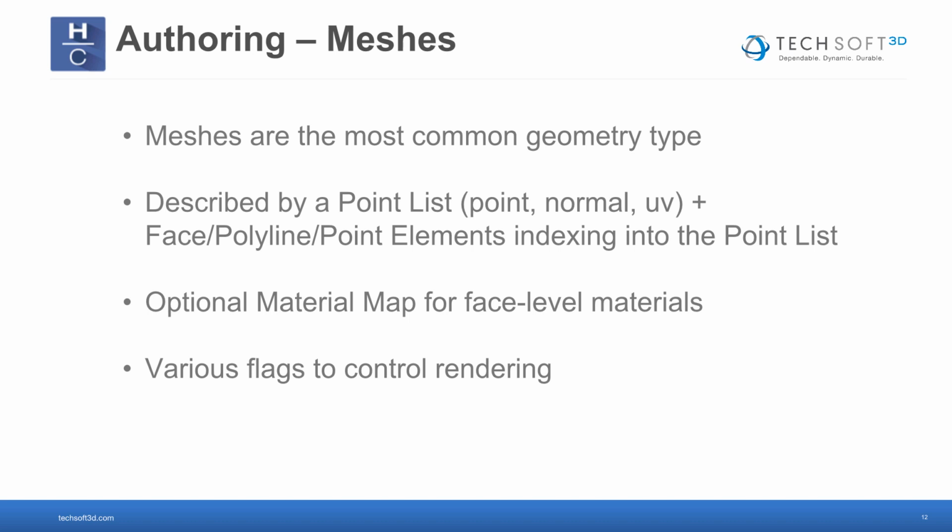And then one thing we do want to talk about on meshes is that meshes also have some flags that control different rendering. So for example, on a per mesh level, you can set things such as back faces being visible, or you can set the handedness of a certain mesh. So we have a number of different flags that control it on a granular level for meshes.